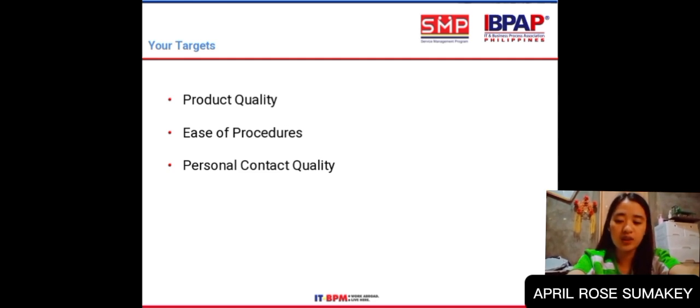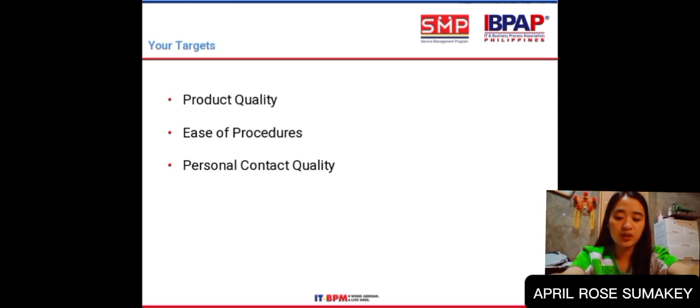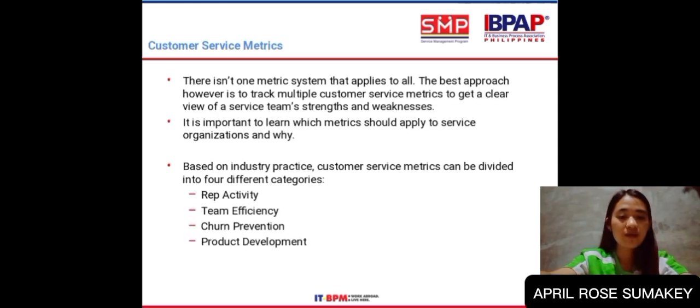Ease of procedures refers to how simple, clear, and efficient a process is for users, whether in customer service, business operations, or regulatory compliance. Personal contact quality refers to the effectiveness, professionalism, and warmth of direct interactions between service representatives and customers. Customer service metrics.